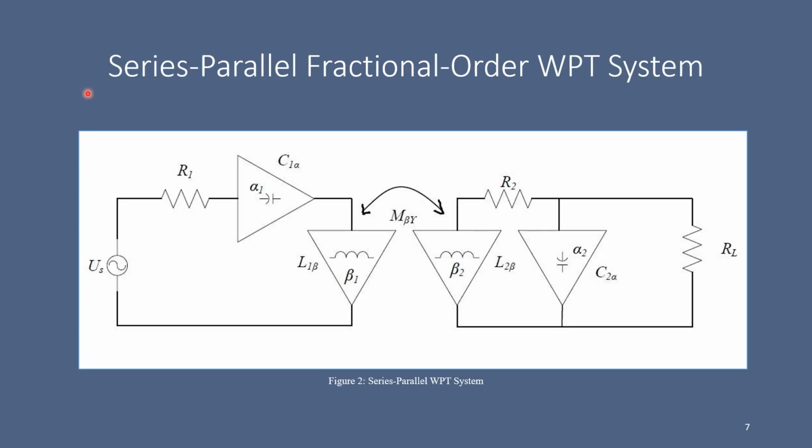So this circuit over here is basically a series parallel fractional order wireless power transfer system. Us over here in the transmitting circuit is a high frequency AC source. R1 is the internal resistance of the transmitting circuit. C1 alpha is the fractional order capacitor of the transmitting circuit, which is also known as the compensation capacitor, while L1 beta is known as the fractional order inductor. Similarly, on the receiving end, we have a fractional order inductor. We have R2 as the internal resistance of the receiving circuit, C2 alpha as the fractional order compensation capacitor of the receiving circuit, as well as a load resistor.